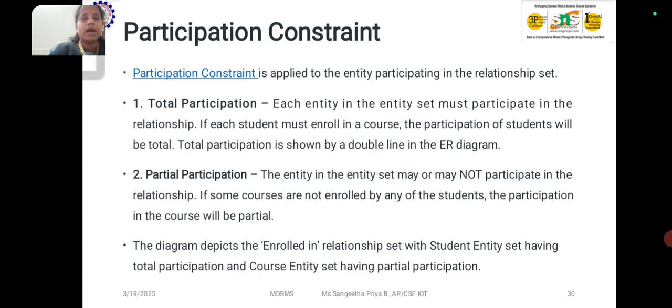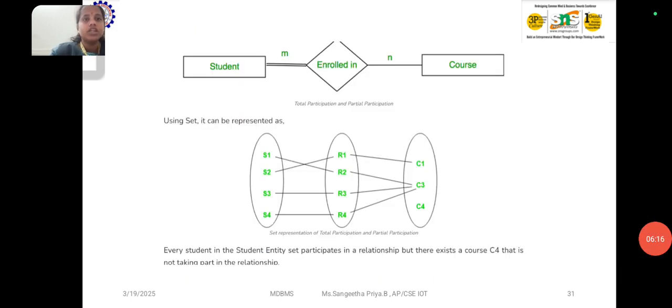Next is the participation constraint, the total participation. The entity in the set must be totally participated in the relationship. For example, students must enroll in a course, so the participation of students will be total. Next is the partial participation. The entity in the entity set may or may not participate in the relationship. If some courses are not enrolled in by any students, the participation of course will be partial. Here the diagram is explained.